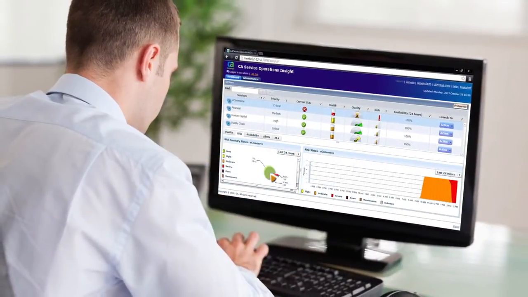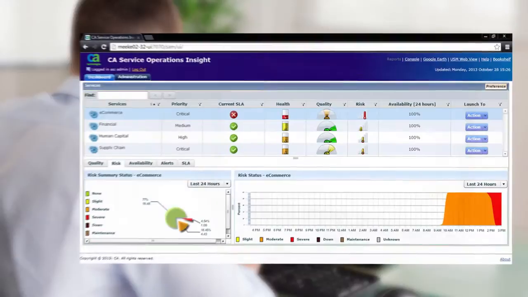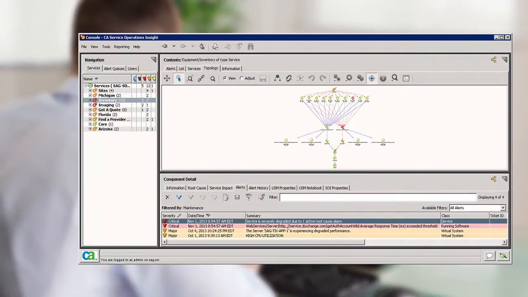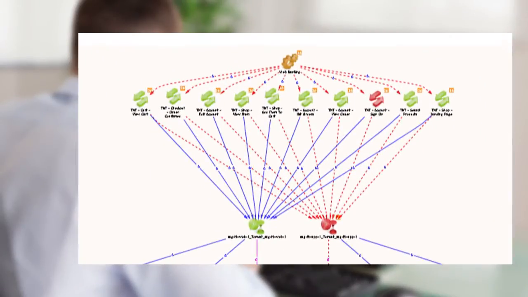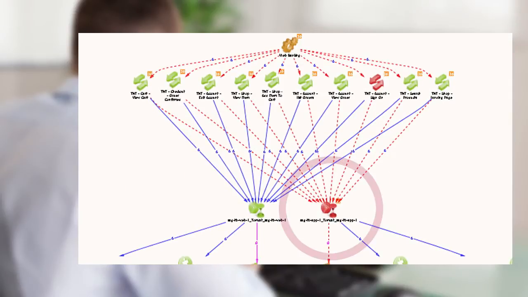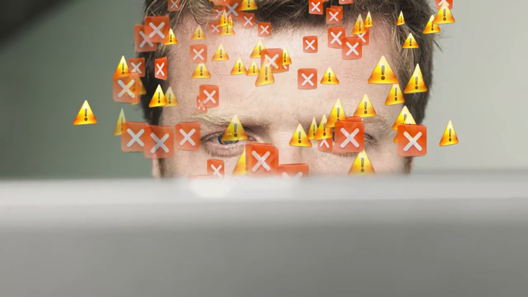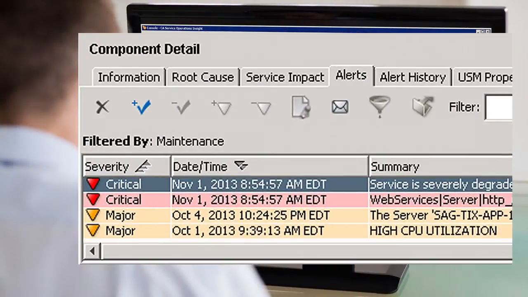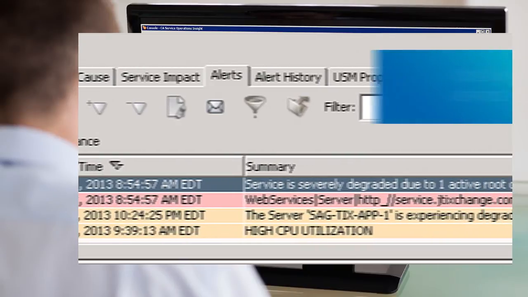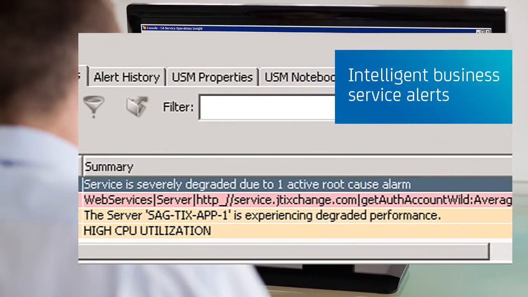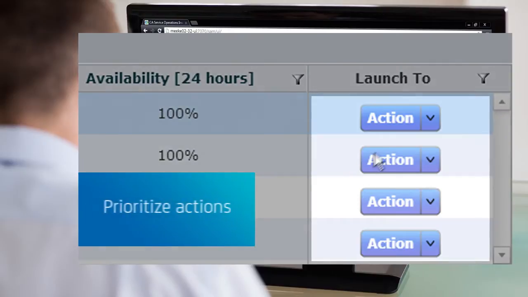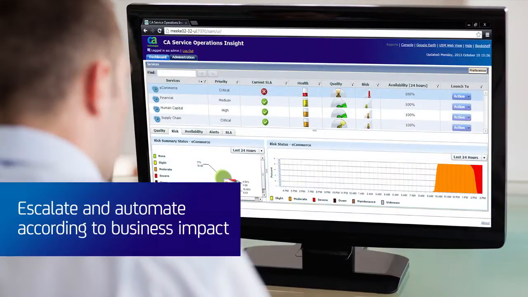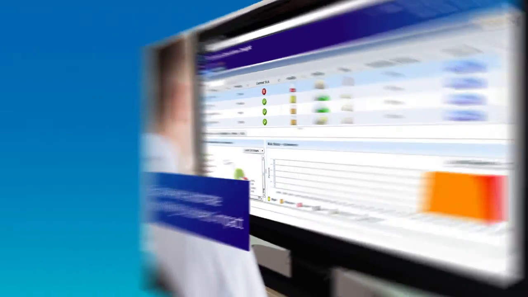Analyzing real-time data from monitoring tools, CA Service Operations Insight shows you which components across the infrastructure are currently impacting your services or placing them at future risk. Your team will no longer be drowning in a sea of red alarms or scrambling to figure out the root cause of service complaints. Instead, CA Service Operations Insight converts technology alarms into intelligent business service alerts. Now, your team can prioritize actions and trigger automation according to the business impact.